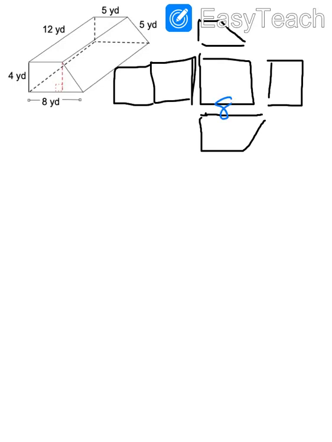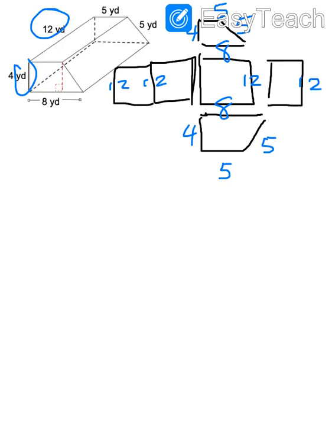So here you're going to have 8 yards. So that means that's also 8. Here you have 12, because that's the 12 over here on the top. Okay, and that means this is 12, this is 12, and this is 12. Those are all 12. So behind the trapezoid here you have 4 and 4. You have 5 over here and 5 over here. So this is 5 and this is 5.